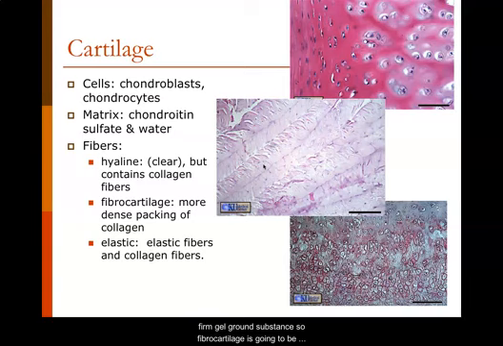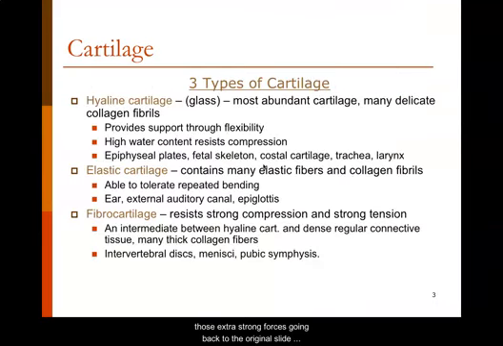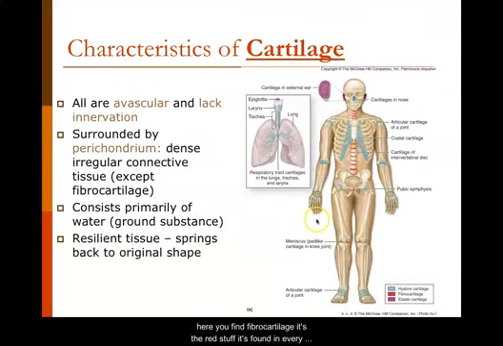So fibrocartilage is going to be extremely strong. Not only is it strong at resisting the pulling forces because of all the collagen, but it's also very good at resisting the pushing forces. It has an extreme amount of compressive strength. And so we find fibrocartilage in places in the body where we have those extra strong forces. Going back to the original slide here, you find fibrocartilage, it's the red stuff.